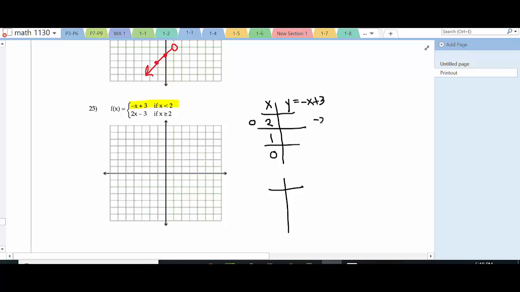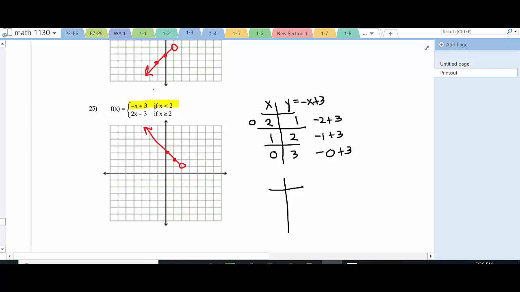So you would have -2 plus 3 would be 1. -1 plus 3 would be 2. And then 0 plus 3 would be 3, like that. So you got a line, but you're going to have an open endpoint like that. So if you plot those 3 points, you would have 2, 1 that's open, 1, 2, 0, 3, and then you only go to the left like that. Okay, so that's what that piece of the function would look like.